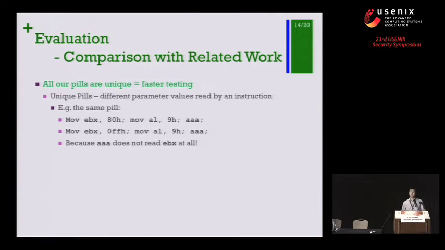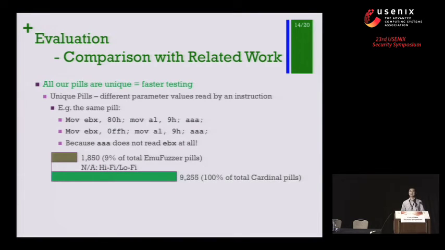Second, we compare the unique peers out of all the peers we find. The unique peers means that these peers have different parameter values read by each instruction. For ME-fuzzer, this number is 9% of all the total peers. And for hi-fi, lo-fi, we don't have the data set from them. And in our testing, this number is 100%. This is the direct benefit from the novelty of our testing method.